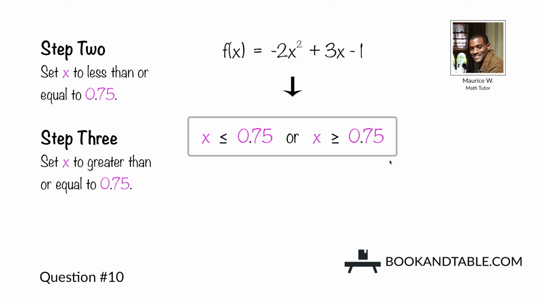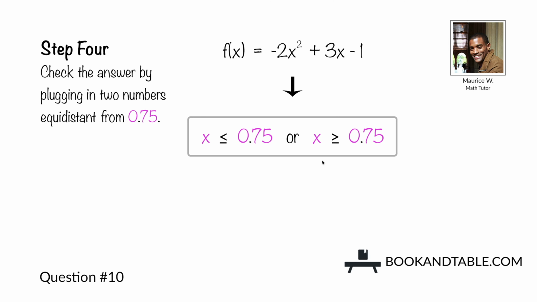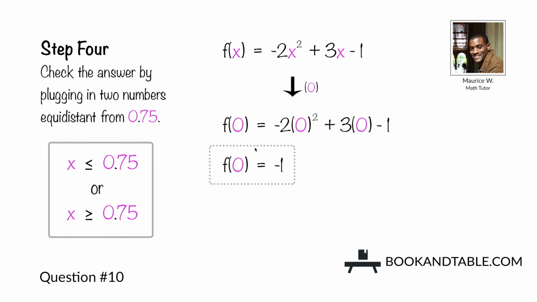And we can check this answer by plugging in two numbers equidistant from 0.75. So we'll go down to 0 and then we'll go up to 1.5. And f of 0 is equal to -2 × 0², which is 0, +3 × 0, which is 0, -1. So f of 0 is equal to -1. So we want to plug in f of 1.5 to see if it produces an output of -1 also.